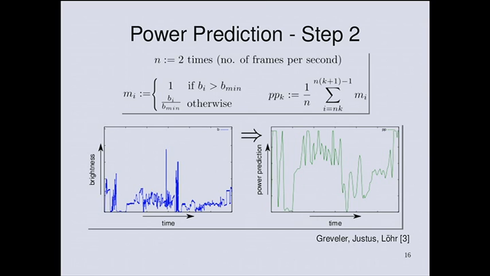First of all, you see on the left side, the blue graph is the brightness of the frames.